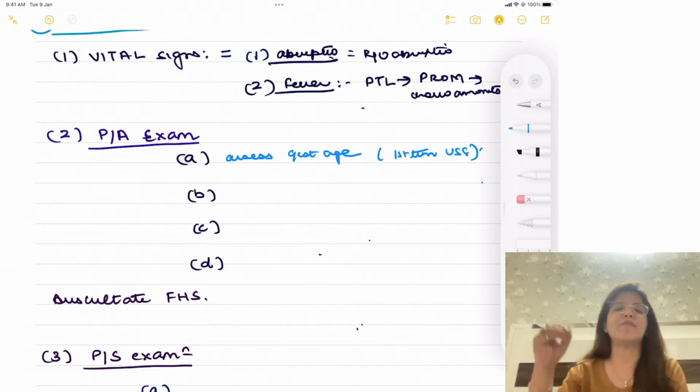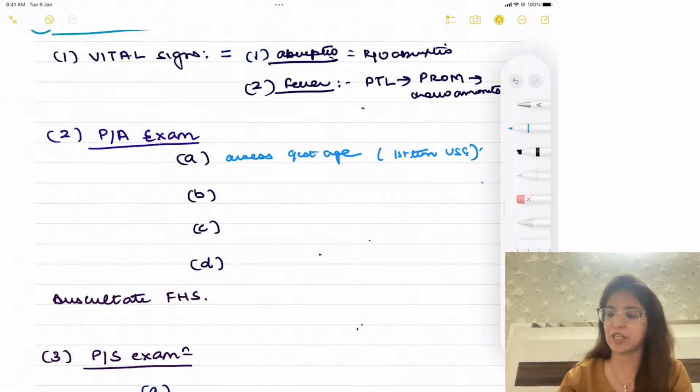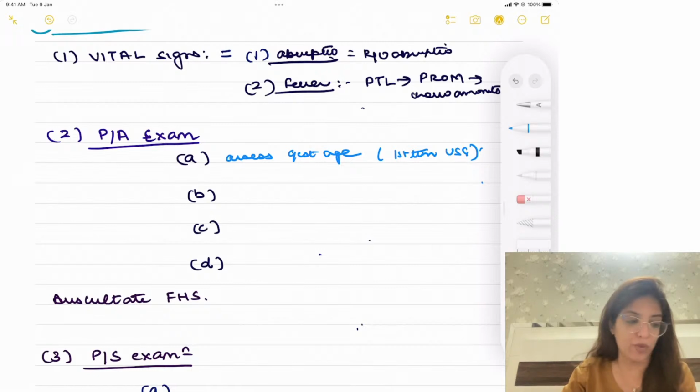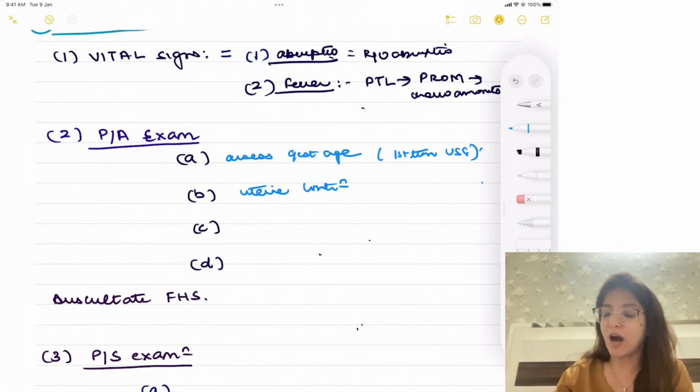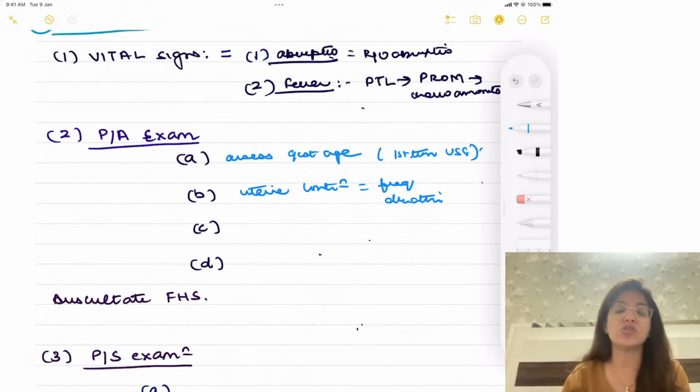So that I can come to know their exact gestational age. Apart from that, when I'm doing a per abdominal examination, I'll be assessing their gestational age, and I will be noting down how many contractions they are having. So how many contractions, what is the frequency of contractions, what is the duration of contractions, this is also something which I have to note in patients of preterm labor.